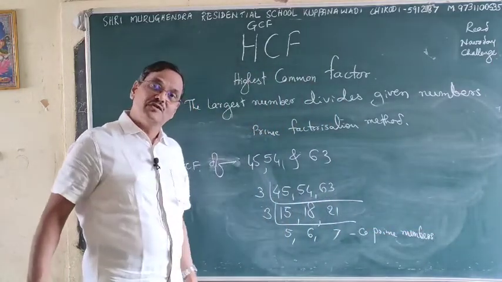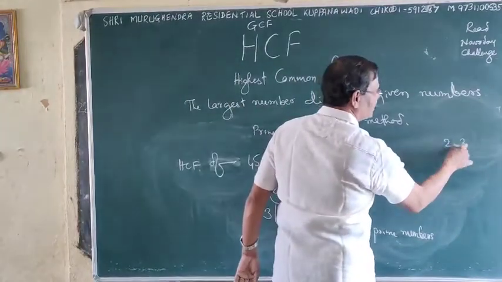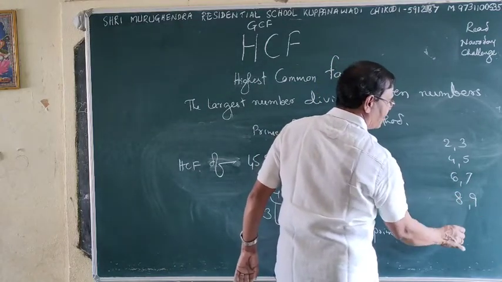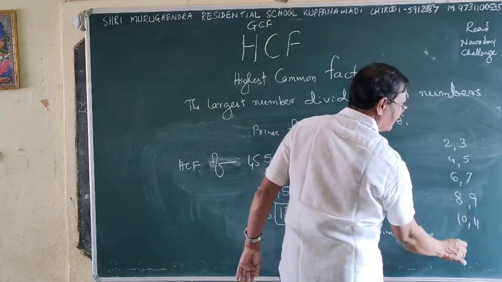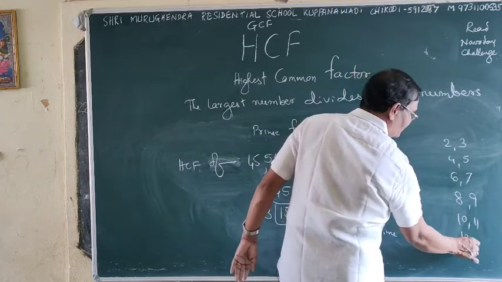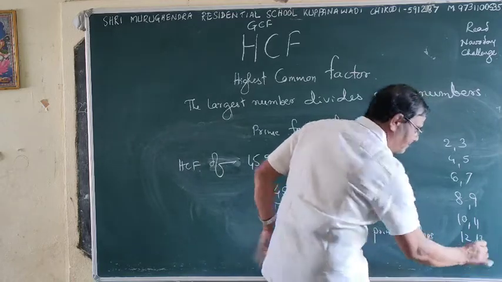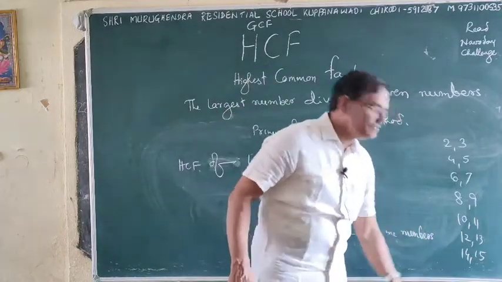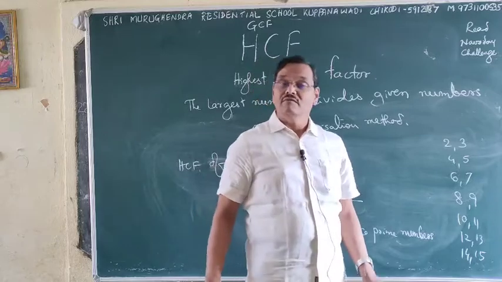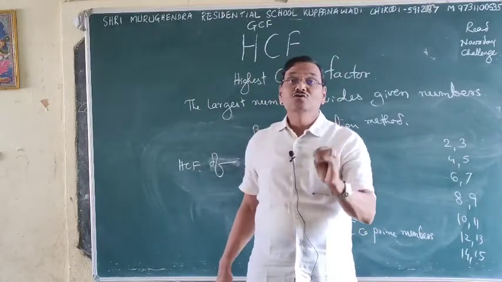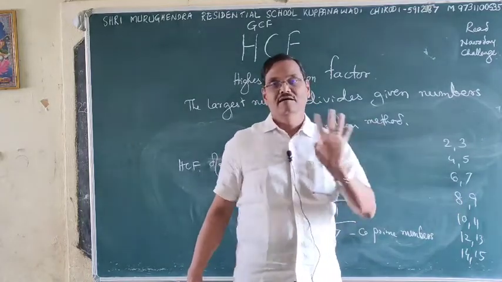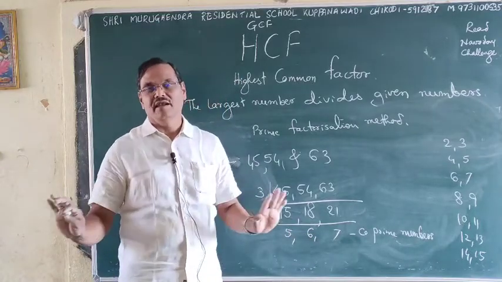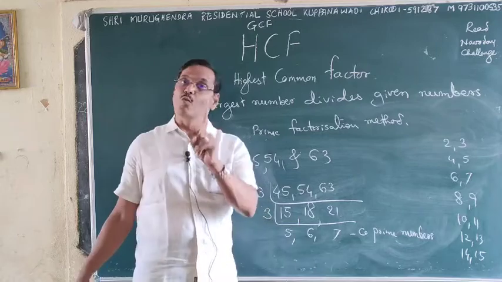See here, co-prime numbers means what? 2, 3, 4, 5, 6, 7, 8, 9, 10, 11, 12, 13, 14, 15. Both are then divisible numbers. Composite numbers 14, 15, still they are co-primes. What is co-prime then? Whose HCF is 1 is called co-prime. See here, 5, 6, 7 are not divisible by any number because its HCF is 1.